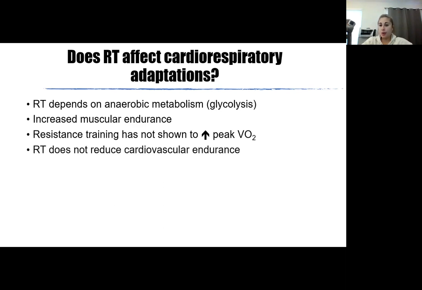And it doesn't reduce your cardiovascular endurance. So does resistance training negatively affect your cardiorespiratory adaptations? No. Will it improve your cardiorespiratory fitness? No. Unless you were doing resistance training with lower weight, higher reps, going for really fatiguing, high reps, perhaps doing more like HIIT or circuit type training, then yes, it'll probably improve your VO2 max. But if you're just doing bodybuilding type training, we're not going to really see much of an improvement in your VO2.